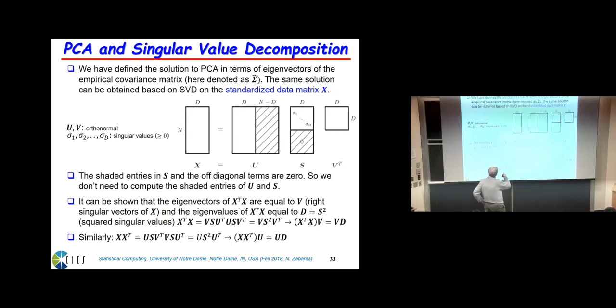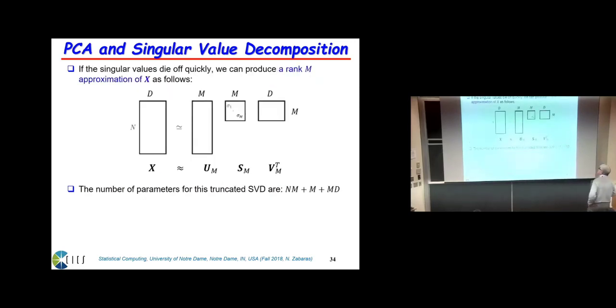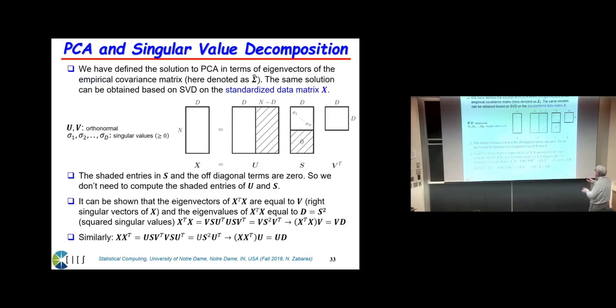Using the data, the design data matrix X, not using the sample covariance. Here's the idea. So let me go back on this. Here, you remember we said my data is N by D. Suppose now you say, you know what? If these singular values, we order them here, by the way, in order of magnitude, start becoming smaller and smaller, maybe instead of using all D of them, how about if I use only M of them and forget the rest?